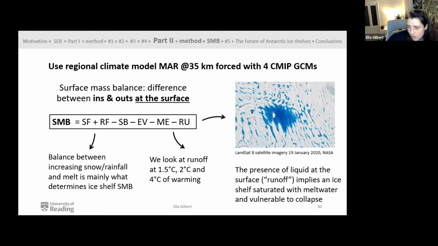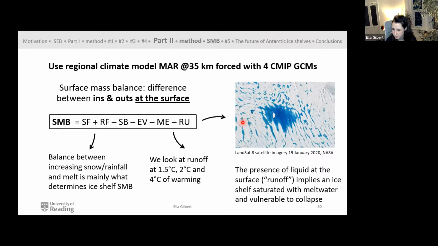So in MAR, melting is the meltwater that's produced, and runoff is the water that collects at the surface that is not balanced by refreezing, and it doesn't contain a liquid surface water routing scheme, which means that any runoff that is produced is immediately exported to the ocean. So it's used as a kind of crude indicator of liquid water ponding and collecting at the surface.